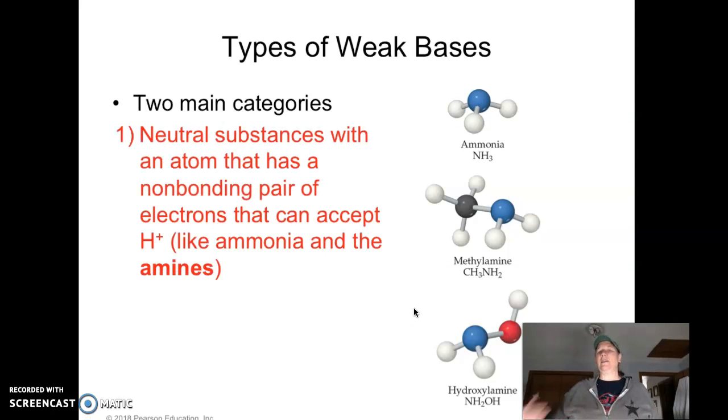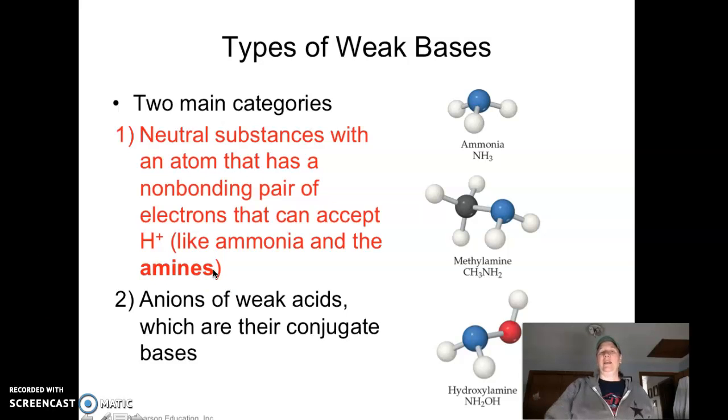Okay, there are 2 main categories of weak bases. Okay, there's ammonia, and here are some organic ones, and then there's our OH. Okay, neutral substances with an atom with a non-bonding pair that can take in hydrogen. Okay, so remember we said we have proton donors or hydrogen donors, those are acids, and then we have bases, which are hydrogen acceptors. Okay, so that's one example. And then our anions of weak acids, again, where we get the OH, but they don't dissociate. So bases are the same as an acid. If they break down into their ions really well, if they dissociate, then they're strong.